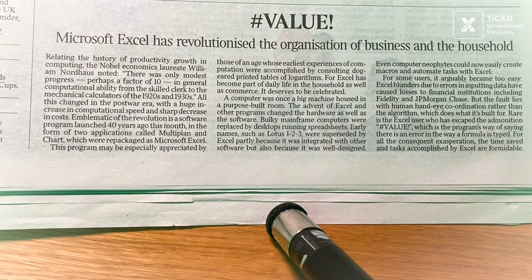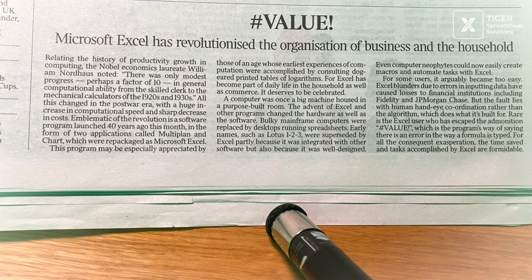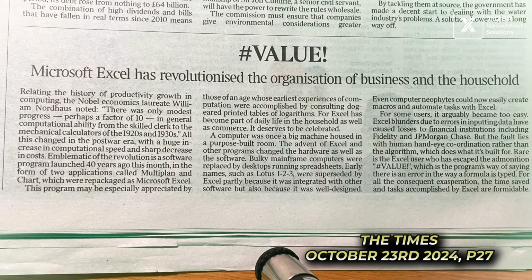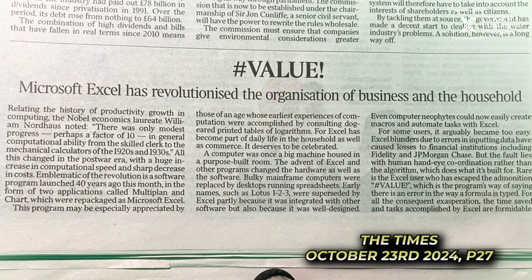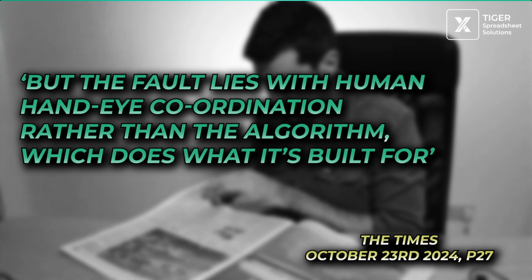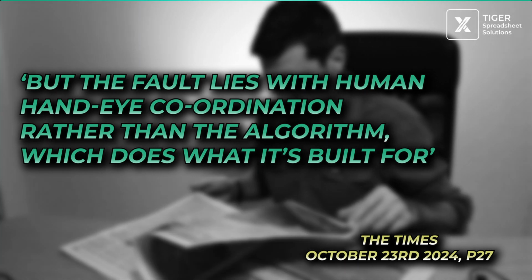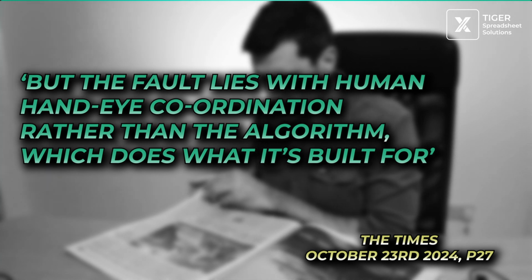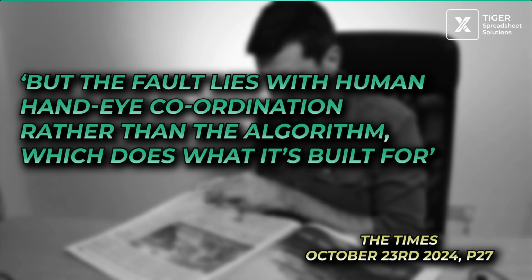But what do we think more generally? These calamities, they're clearly very serious. Companies using millions of pounds, people's careers ending perhaps because of this. But whose fault is it? Whose fault is it actually? Now, a second article in the Times is kind of a love letter to Excel, and I think is really quite soft on Excel, if you like. And one of the quotes is, "But the fault lies with human hand-eye coordination rather than the algorithm, which does what it's built for." So it sounds to me you're very much blaming the user here. And is that fair?